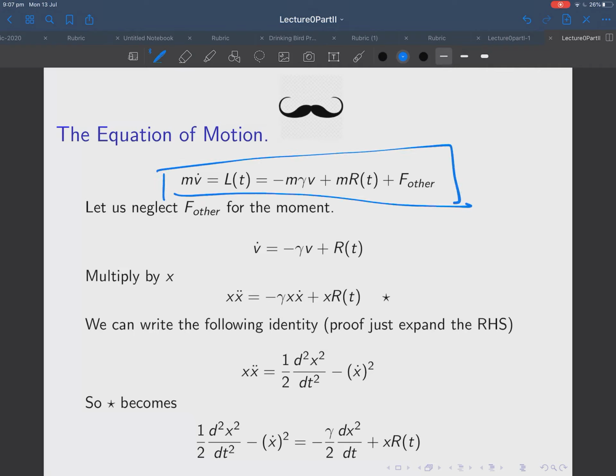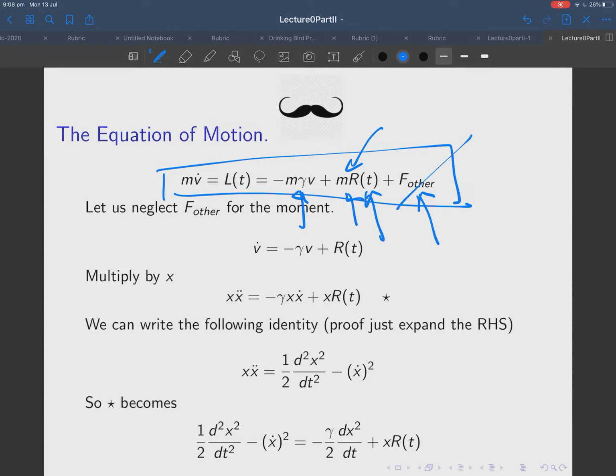Okay, mass times acceleration equals all the forces. The forces are drag, which is proportional to minus the velocity, it opposes the velocity, random forces, plus all the other stuff. And m here is the mass of the particle, gamma is the drag constant, r of t are the random forces, or m times r of t are the random forces. And f other is all the deterministic stuff.